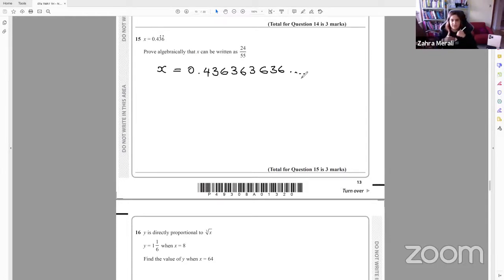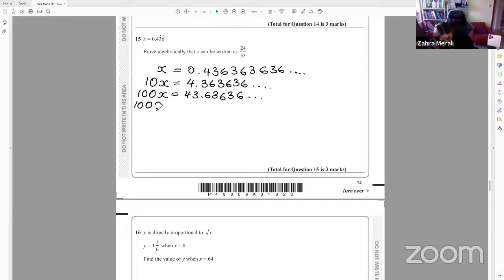You want two things where it's exactly the same. So if I keep timesing it by 10 until that happens, 10x gives 4.363636. We can see there's a difference here. If I times it by 10 again, 100x, I've got 43.63636, so it still doesn't work. But if I do 1000x, I get 436.363636, and now I can see that this is the same as this.